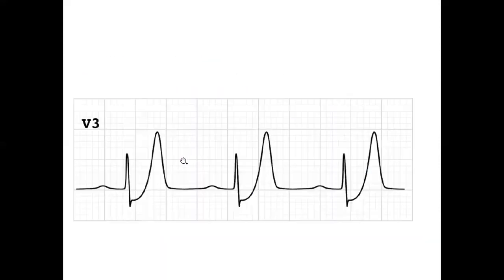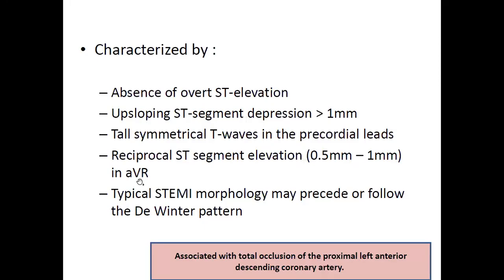So you can see here. What are the features of de Winter syndrome? You will have an upsloping ST depression. You can see here the J point is down and the ST segment is depressed from the baseline. ST depression of more than 1 mm should be there, upsloping, followed by a long T wave. You can see a prominent T wave, which is almost more than that of the R wave. A prominent T wave should be there, and there should be absence of ST elevation.